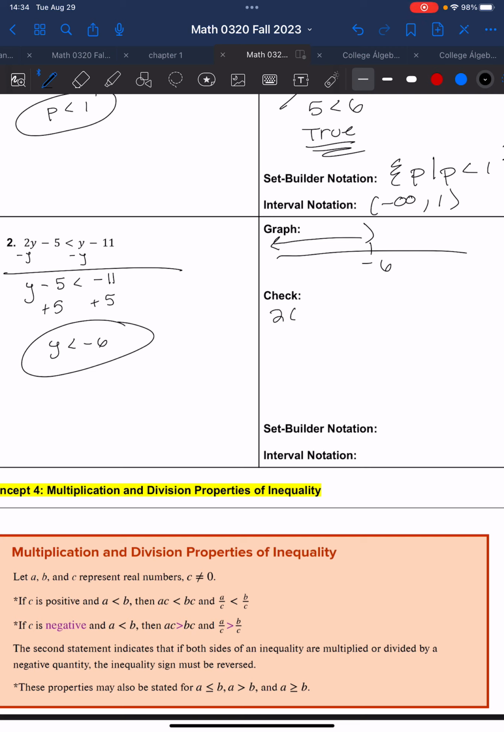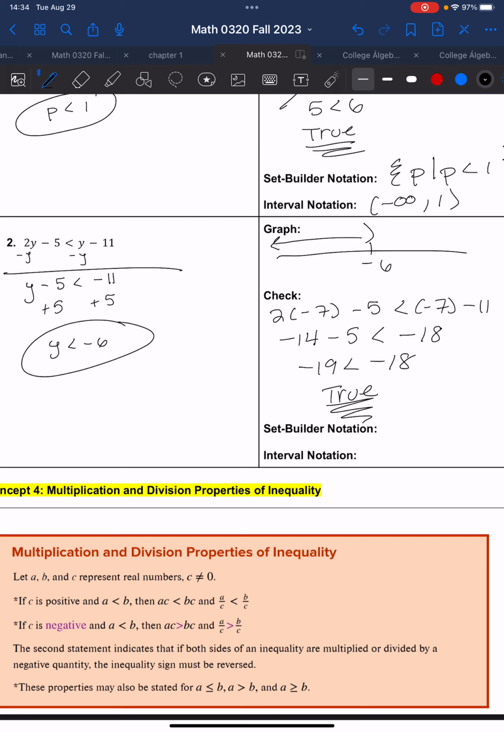So I have 2 times negative 7 minus 5 is less than negative 7 minus 11. 2 times negative 7 is negative 14. Bring down that minus 5, bring down that less than, and negative 7 and negative 11, when we add those together, gives us negative 18. So then we are left with negative 19 is less than negative 18, which is a true statement, which infers that we did all the math correctly.